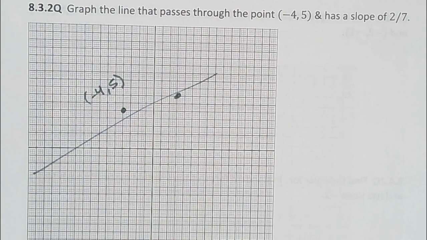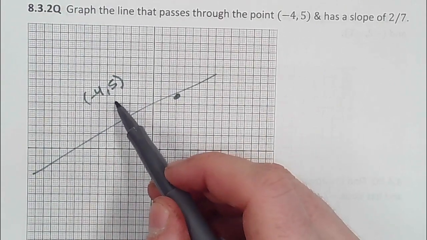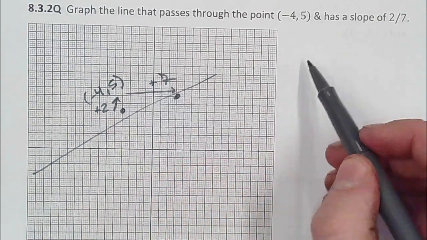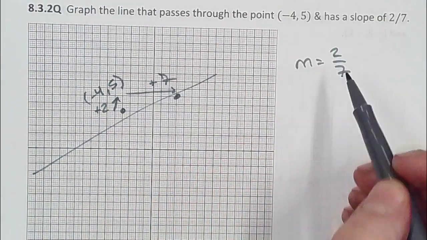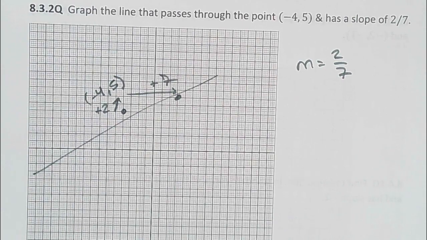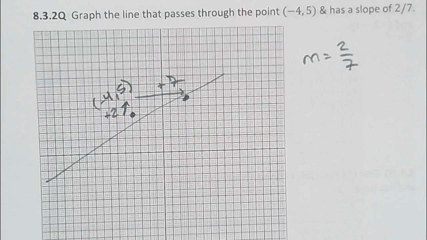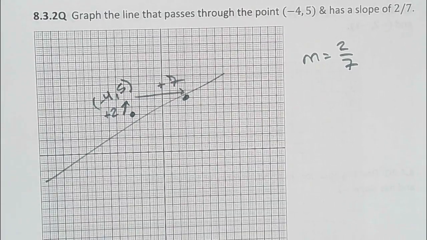How you like them apples? Up 2, right 7 is what's happening here. That's what a slope of 2/7 means: vertical change, horizontal change. We could keep doing that. We could go in reverse, down 2, back 7, right? That's how slope works. 833, yes or no?